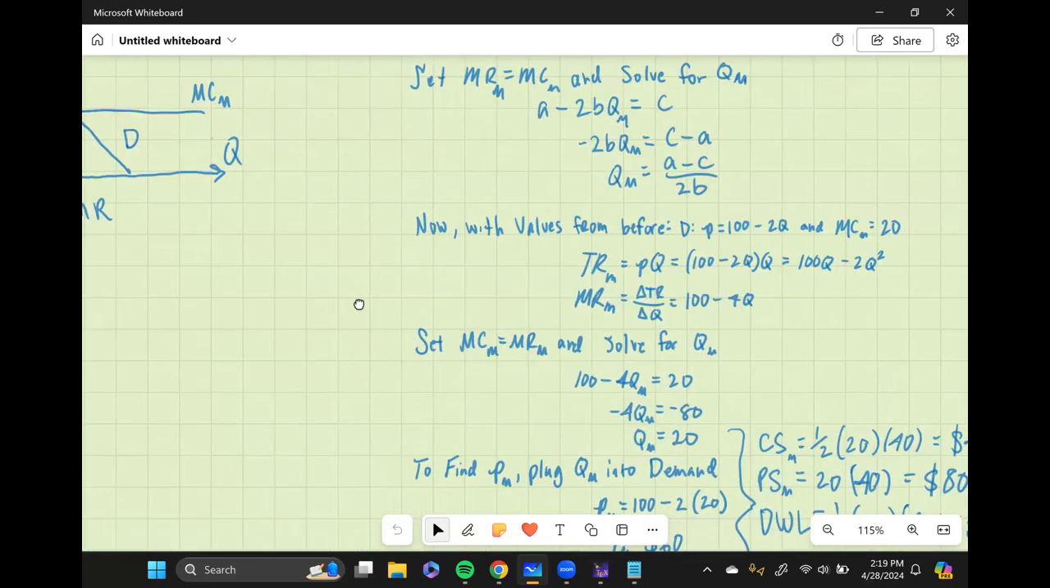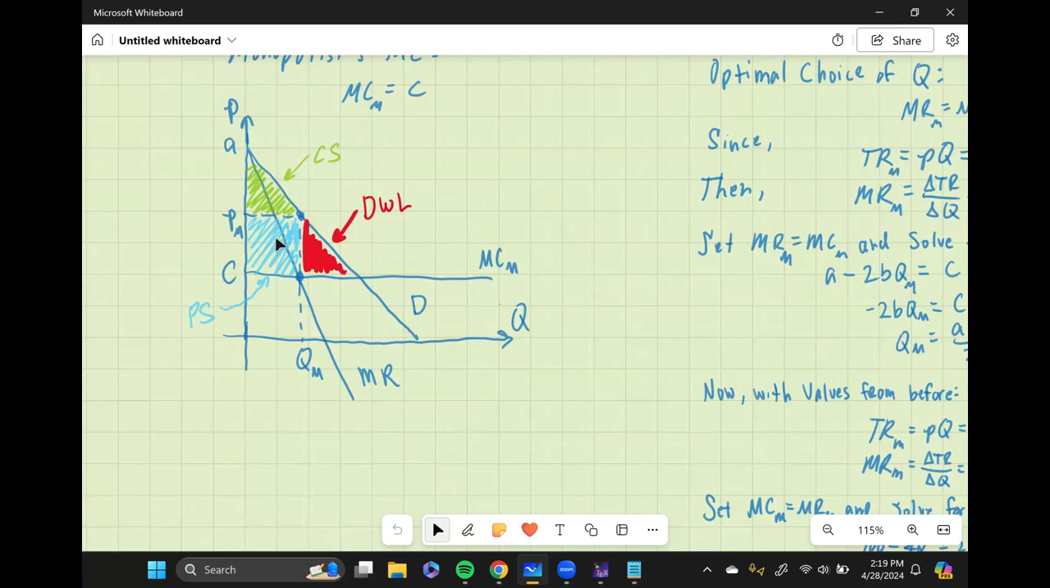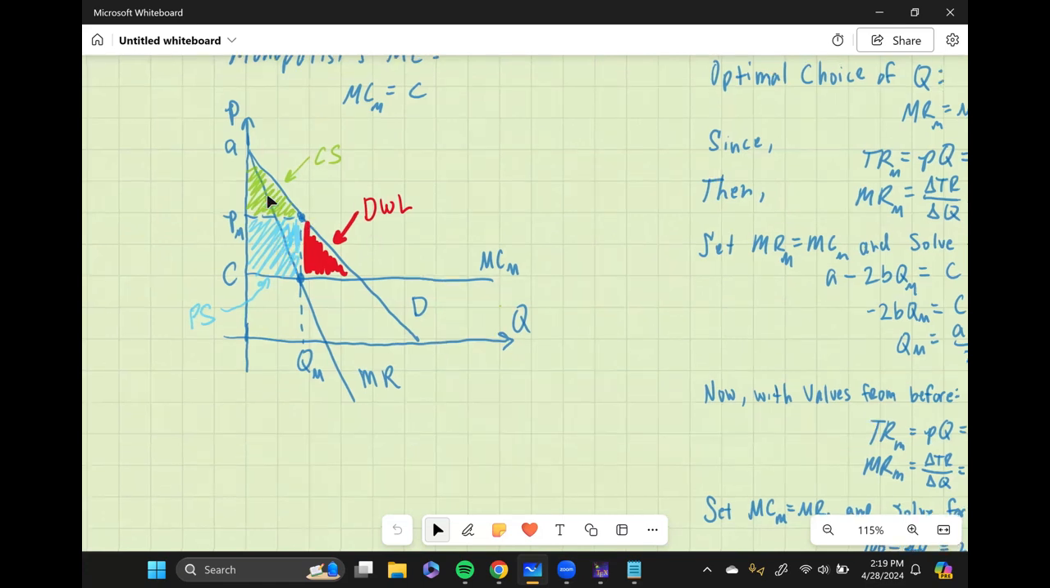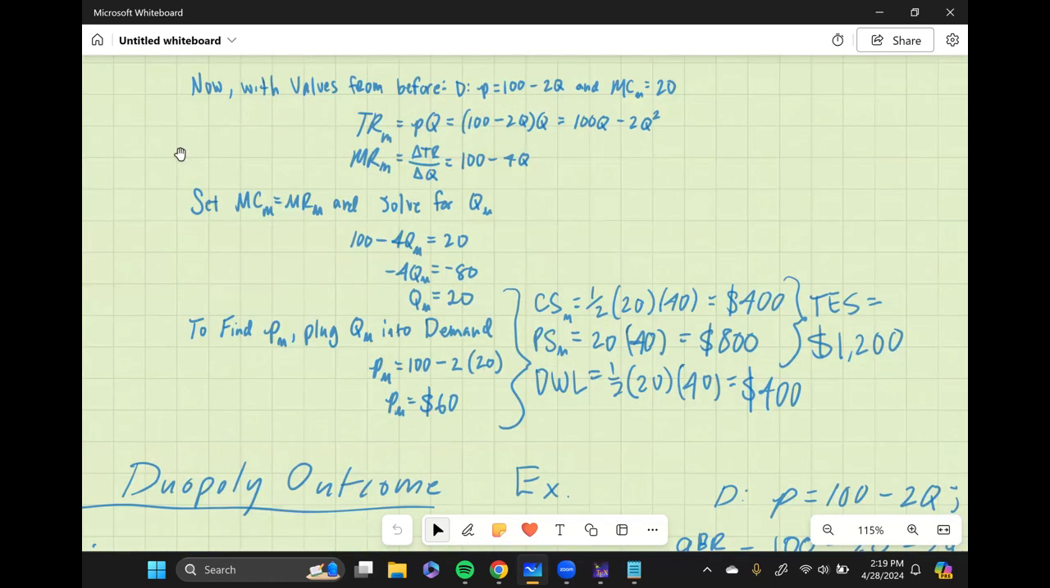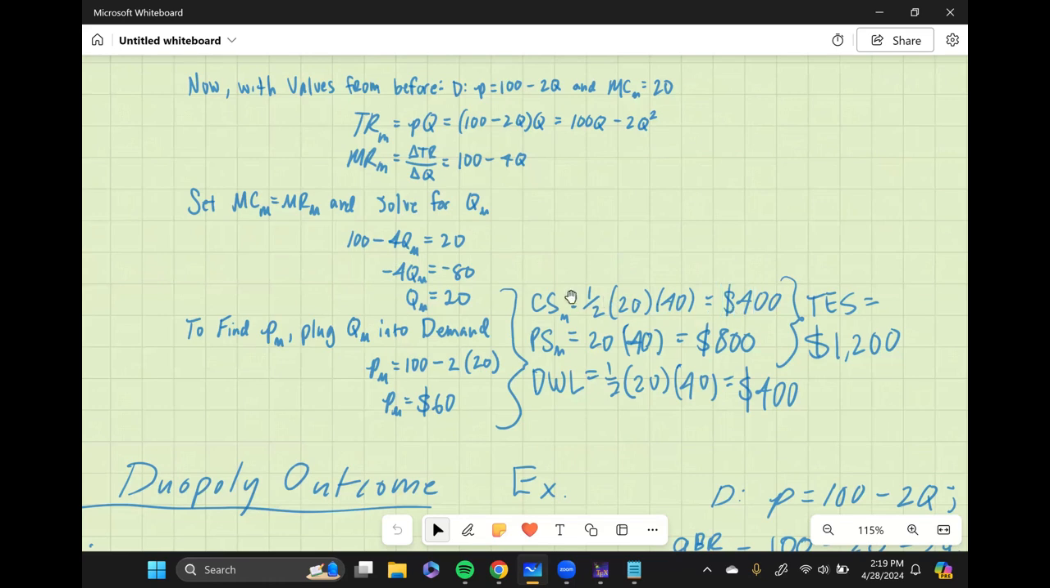If we look at the graphical outcome here, the classic graphical outcome, we're interested in, of course, consumer surplus. You'll now notice that we have producer surplus. The monopolist is able to generate producer surplus, and we also have this deadweight loss, which is shown up here as well. And so when you do the calculations here, we get consumer surplus is now 400. You'll remember it was 1600 before, and producer surplus is now 800. You'll remember that it was 0 before.